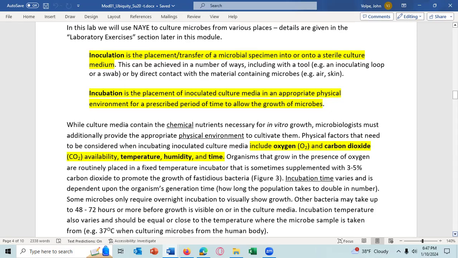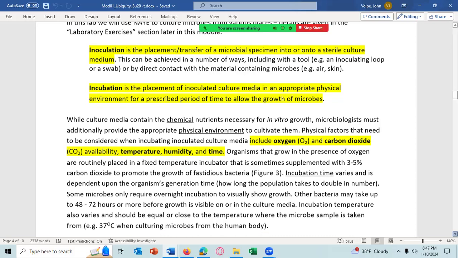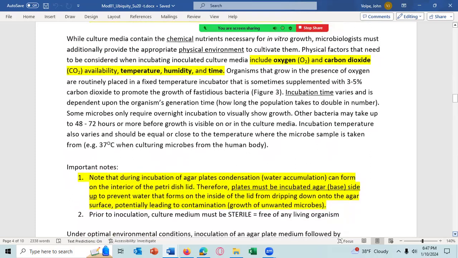Our incubators are rather simple. All they do is add temperature and a little bit of humidity to grow the microbes. However, you can have more complicated incubators, which could include an oxygen level, carbon dioxide level, as well as the temperature level and the humidity. And then, of course, in the incubator, you grow them for a specific time.